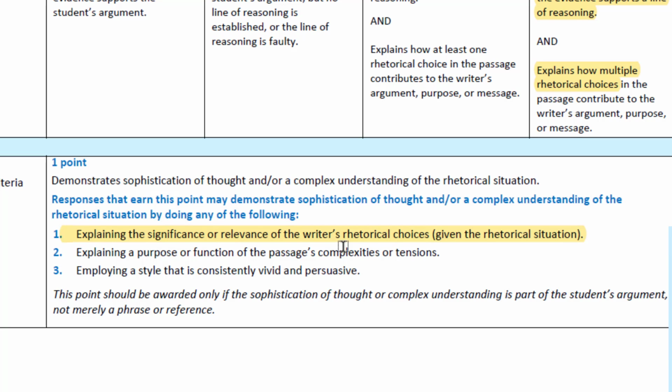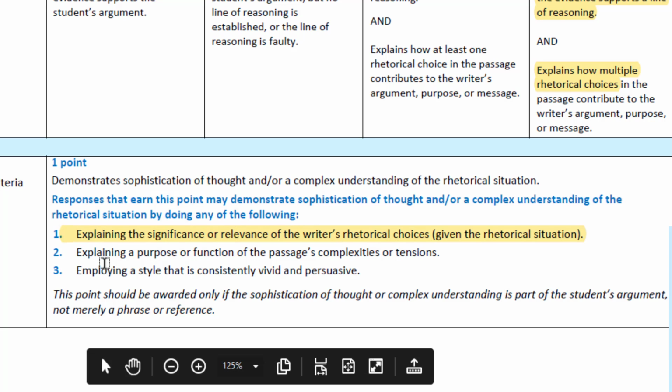So peel back the layers, look under the hood, as it were. Think about what's going on behind the scenes. What is it that's driving this author? Are there multiple layers and multiple aspects to what's being said? An awareness of that will show that you are a sophisticated thinker, that you're thinking carefully, that you can see beyond the surface, that you see what's behind the curtain here. That's very, very important. And then finally, employing a style that is consistently vivid and persuasive.